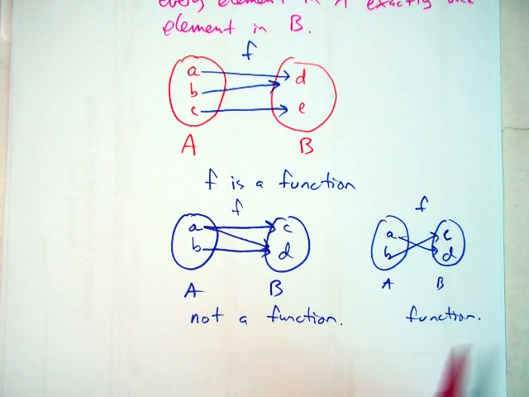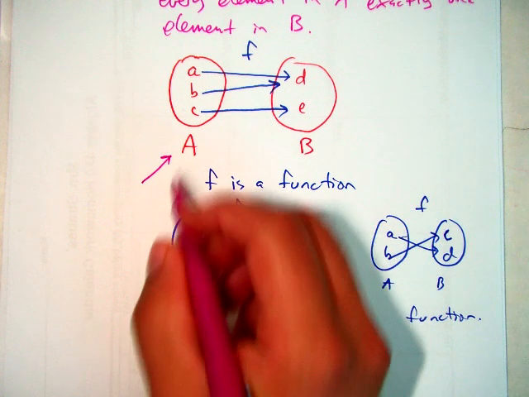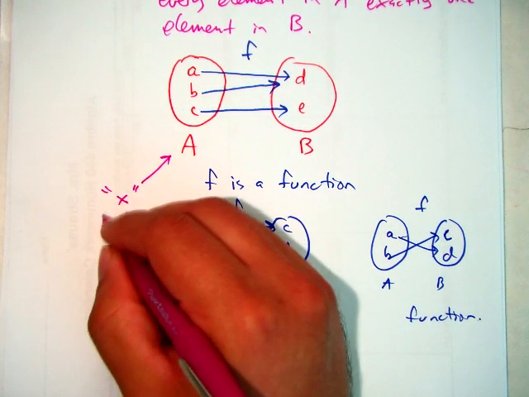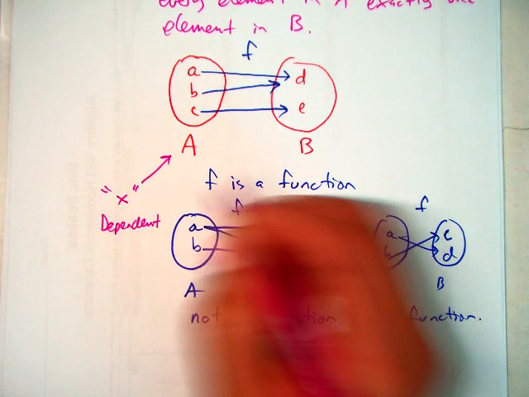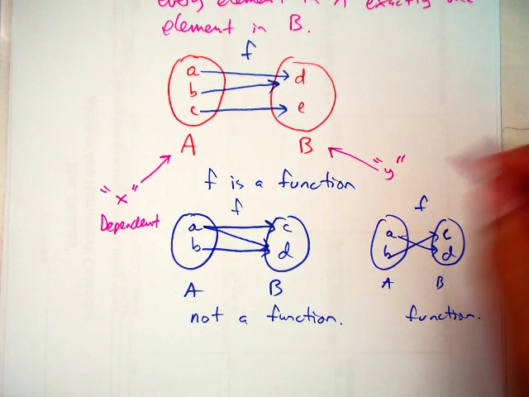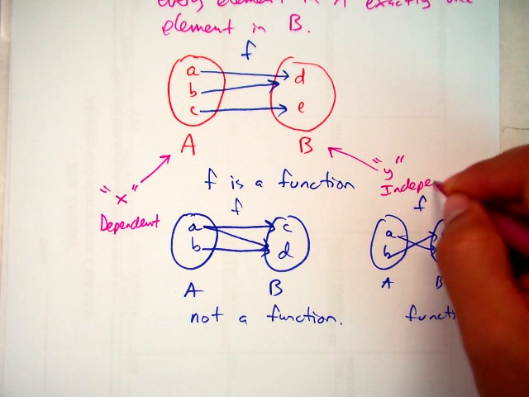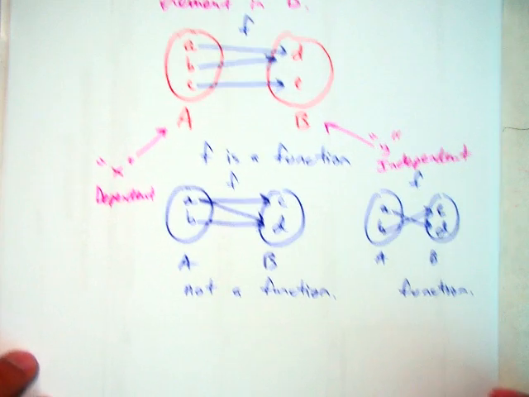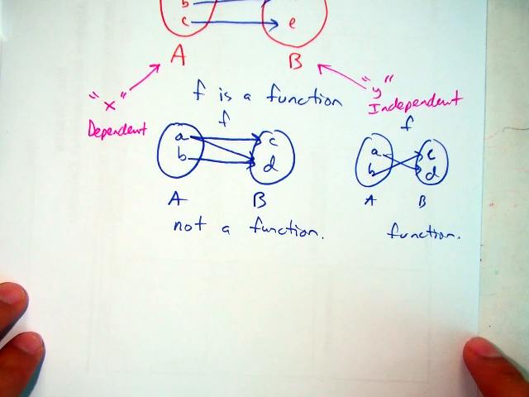Usually this A set represents X, okay, or the dependent variable. And then our outputs are over here in set B. So usually that's the Y or the independent variable. Okay. Any questions on visualizing functions? Yes, not a function, why, and all that stuff.